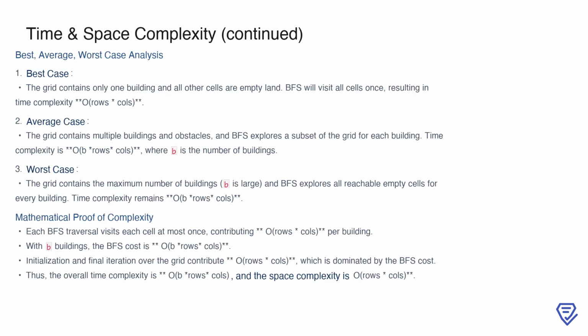Now let's analyze the best, average, and worst case scenarios for our algorithm. In the best case, the grid contains only one building, and all other cells are empty land.